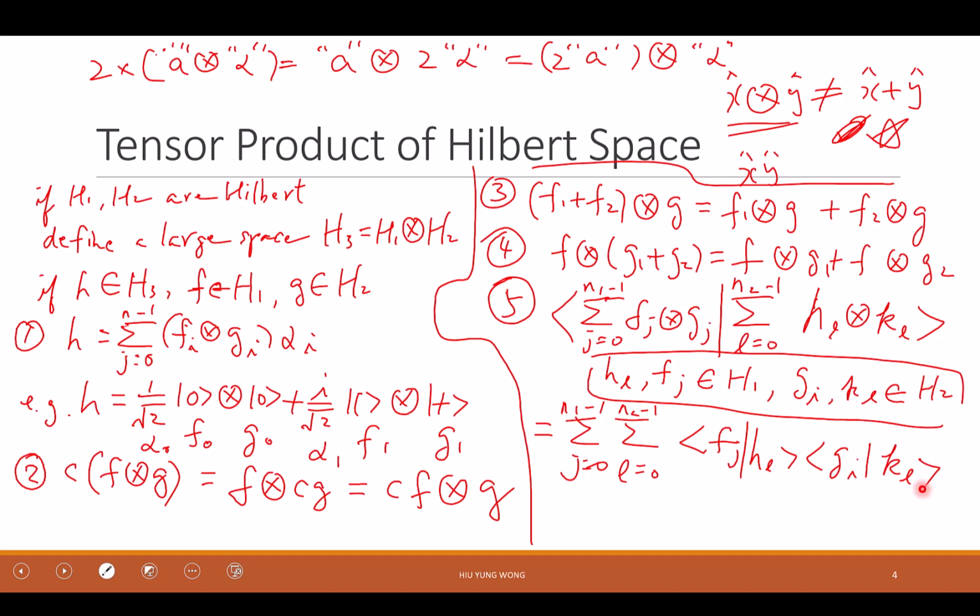Can you tell me what does this say? The tensor products of two vectors in the H3 dimension, in which these vectors are linear combinations of the tensor product of the lower dimension, equals to what? What is the meaning of this? FJHL.